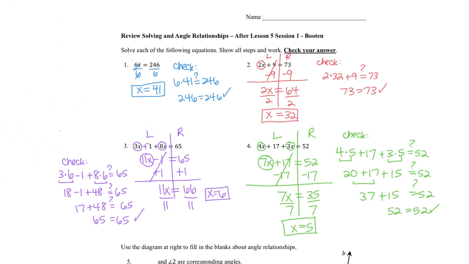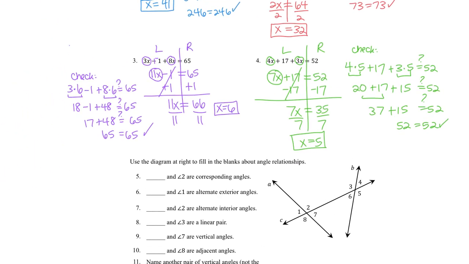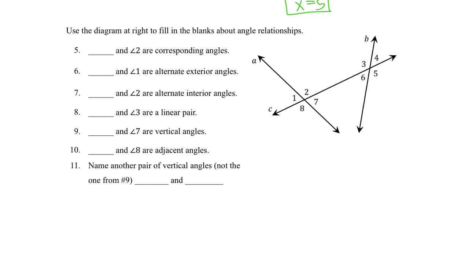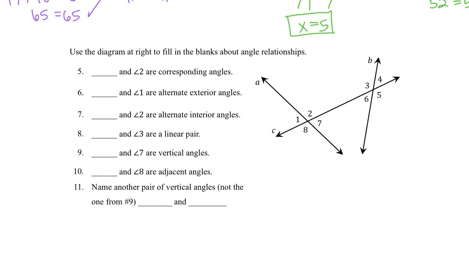Let's go on to some angle stuff. So down here, we're using the diagram to fill in the blanks about angle relationships. So I've got these angle relationships here, and let's identify the transversal. C is our transversal here, so I'm going to highlight that. And then we have the 2 lines that are cut by the transversal are A and B.